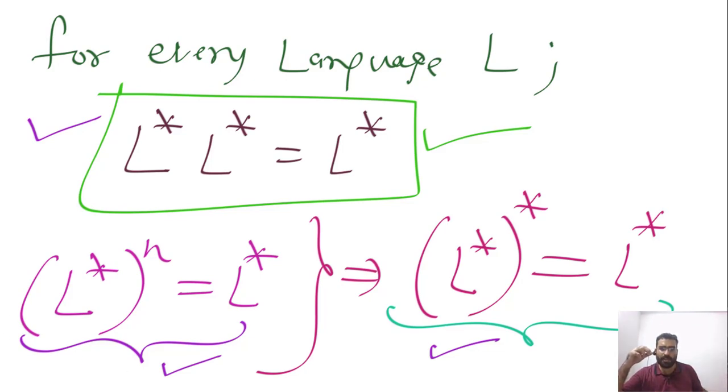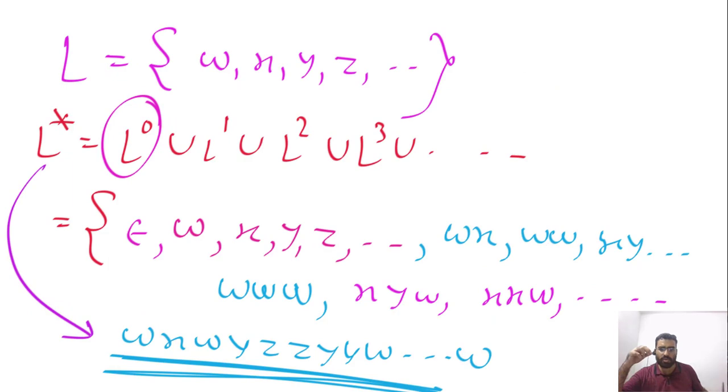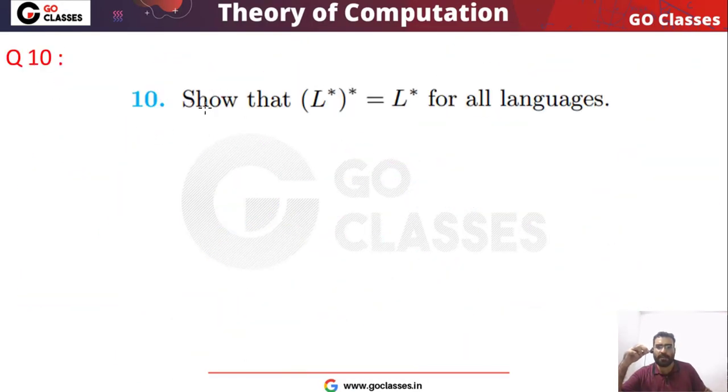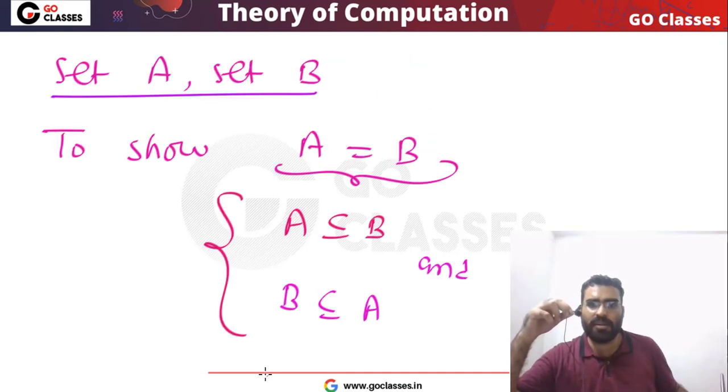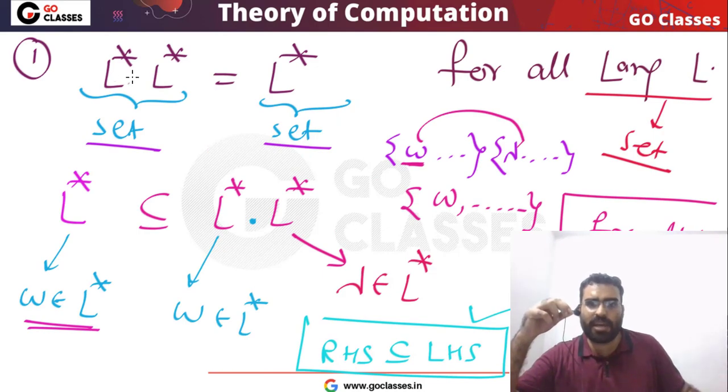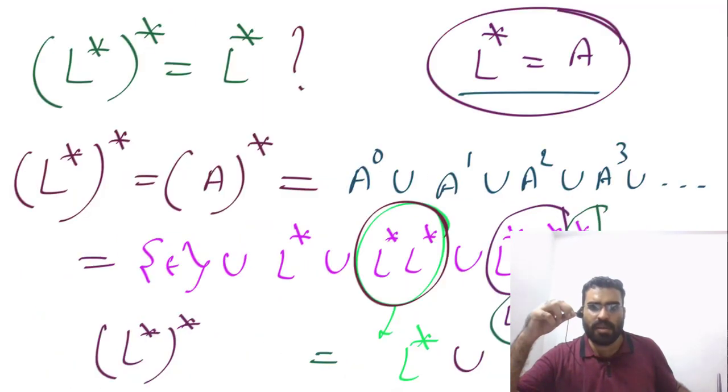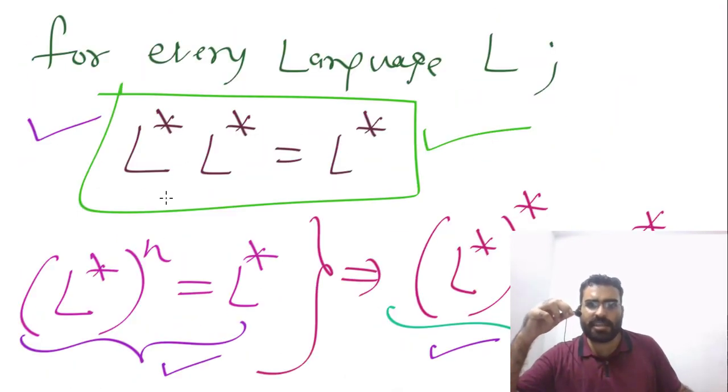So this is a very simple question, and we have done this. This is the original question we have to prove. You can notice this is a Peter Linz question. We have to prove that L star whole star is equal to L star for all languages, and this is what we have done. We started with this. First we have proven that L star L star will be equal to L star. Then we showed that L star power n, where n can be 2, 3, 4, 5, any power you take, will be L star. And from this I can say that L star whole star will be equal to L star. So this is the idea.